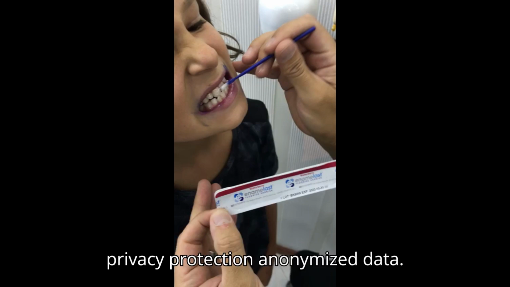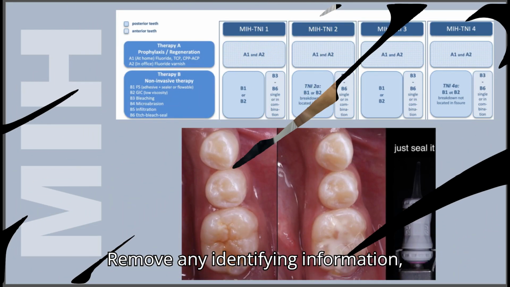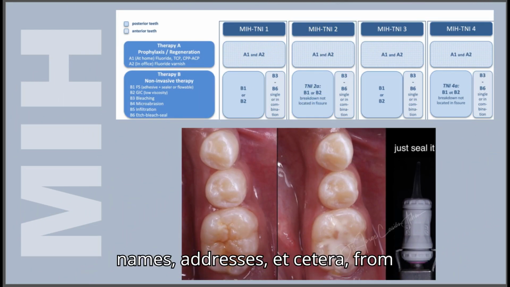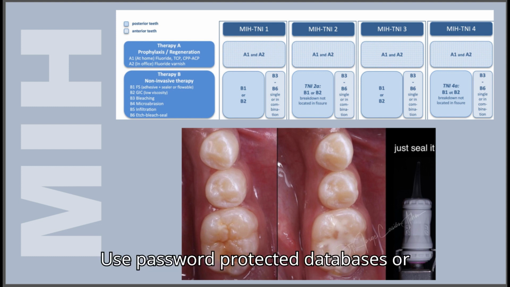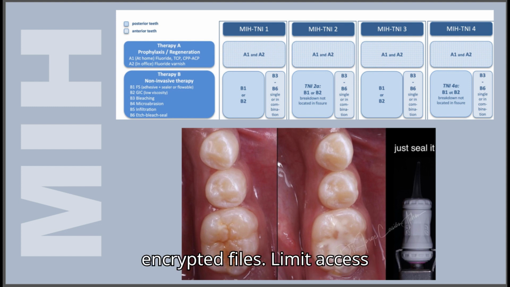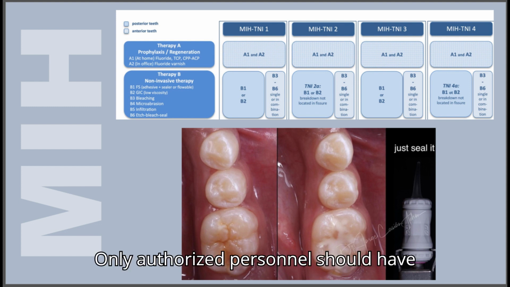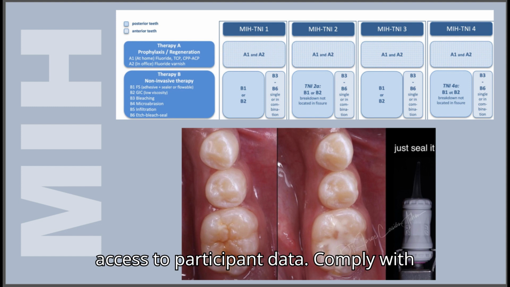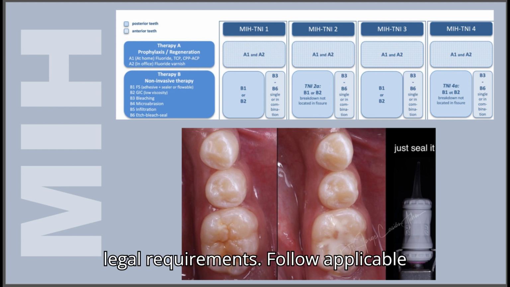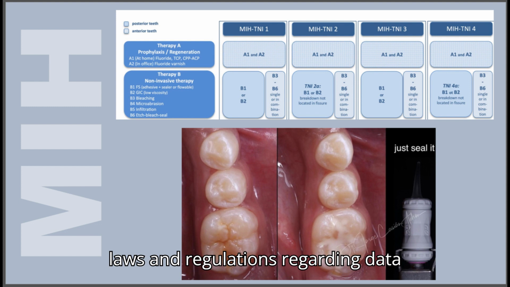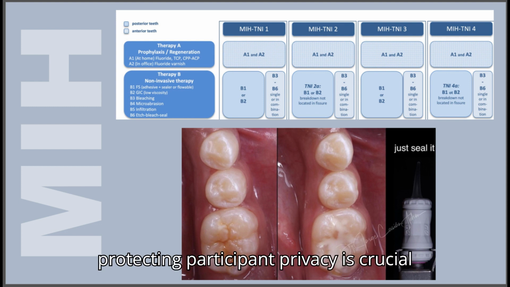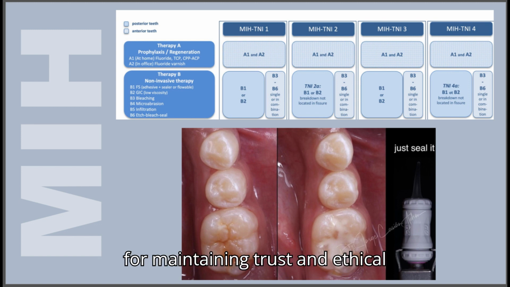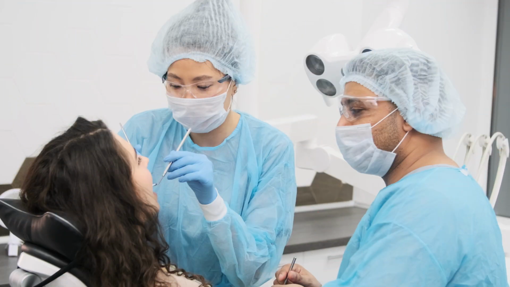4. Privacy protection. Anonymize data. Remove any identifying information, names, addresses, etc., from study records. Store data securely. Use password-protected databases or encrypted files. Limit access. Only authorized personnel should have access to participant data. Comply with legal requirements. Follow applicable laws and regulations regarding data protection and privacy. Remember that protecting participant privacy is crucial for maintaining trust and ethical research practices.